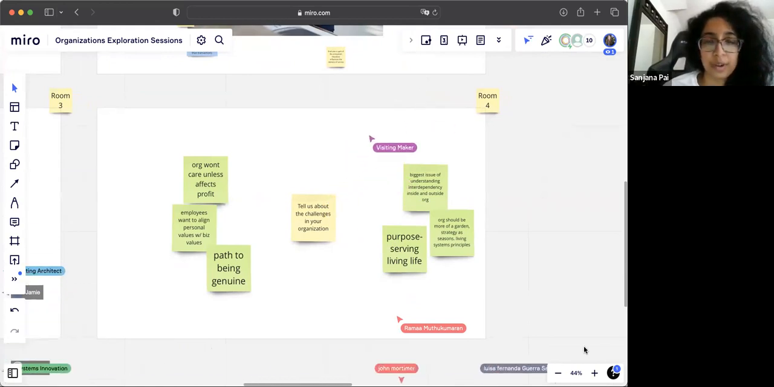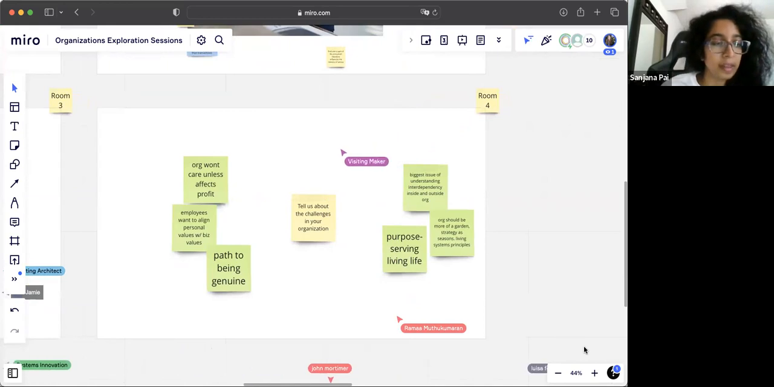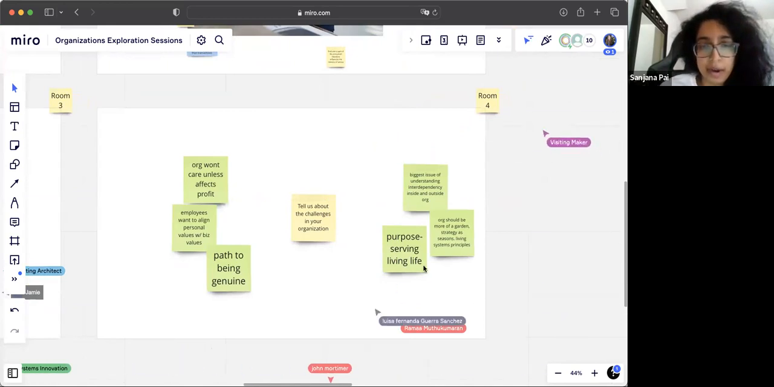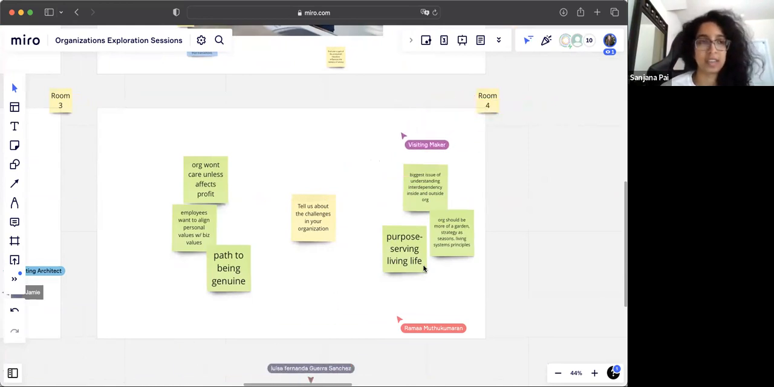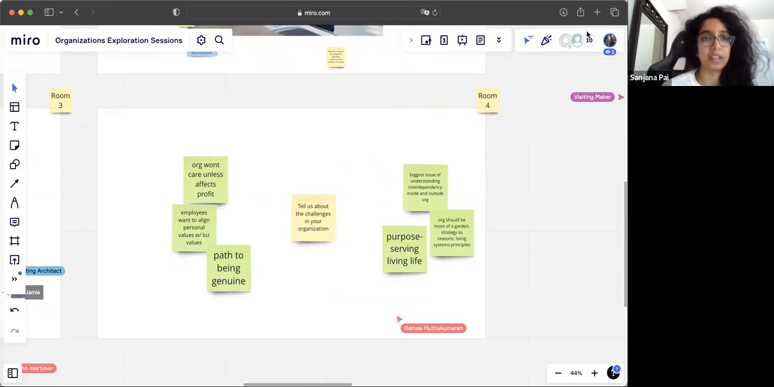Bert and Nod were in this group, and they were mentioning how one of the biggest issues they're seeing is organizations not understanding the interdependency of what's outside the organization and how that impacts what's inside the organization, and vice versa, and how an organization should be thought of more as a garden, using that analogy in terms of the purpose being serving, living life, and strategy relating to seasons.